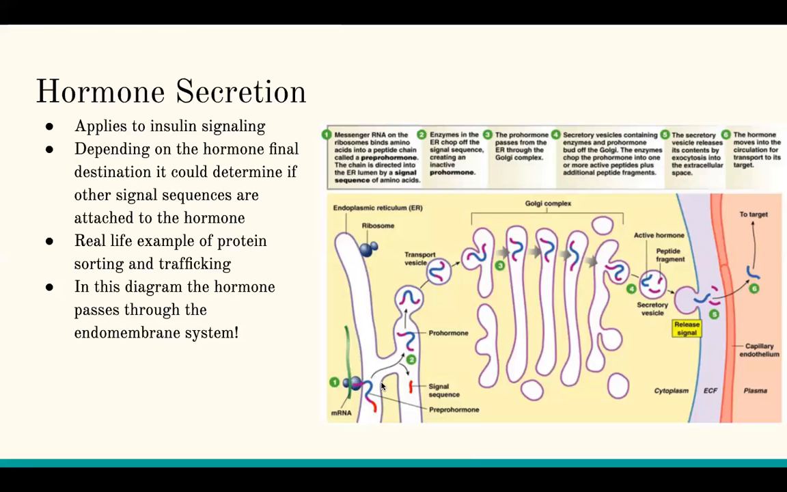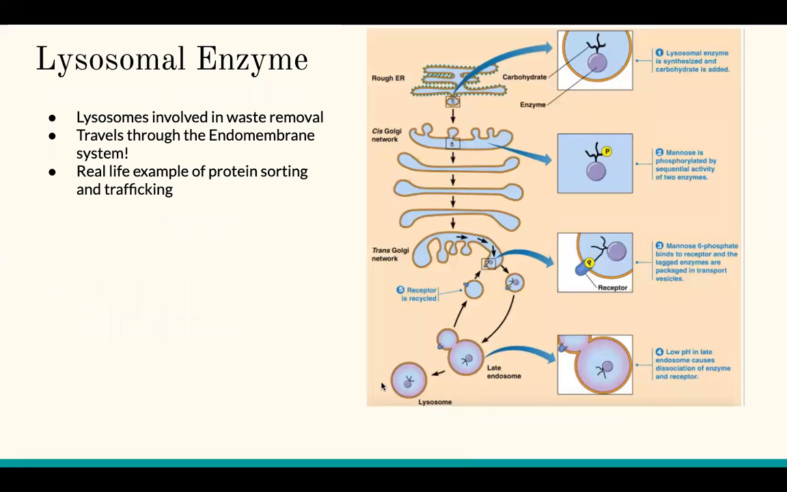Cool. So I'm going to move on. And this is another real life example I think she went through in class. It's just a lysosomal enzyme. So it's pretty much the same thing that Rachel said. And as you can see, it travels through the endomembrane system. And yeah, that's just another example of protein sorting and trafficking. And enzyme is a protein, so I'm just showing you another example of that.